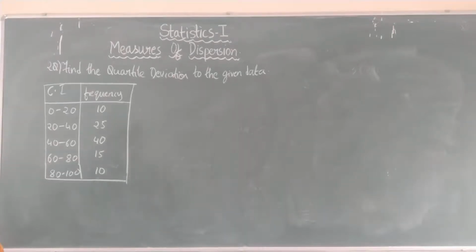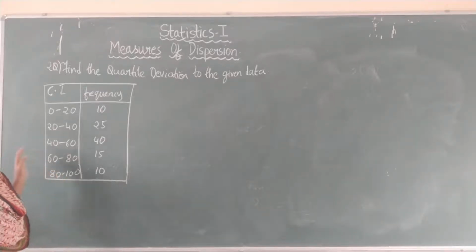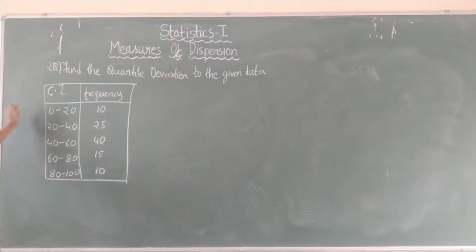Coming to the question, find the quartile deviation for the given data. Here the data is grouped data and a continuous series, so class intervals and the frequencies are given. Class intervals are 0 to 20, 20 to 40, 40 to 60, 60 to 80 and 80 to 100. And the corresponding frequencies are 10, 25, 40, 15 and the last 10.